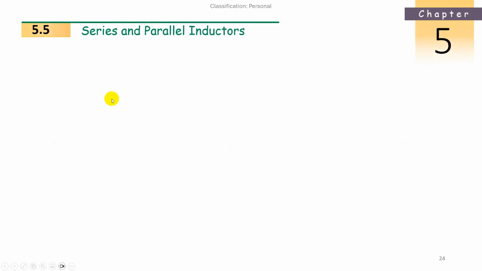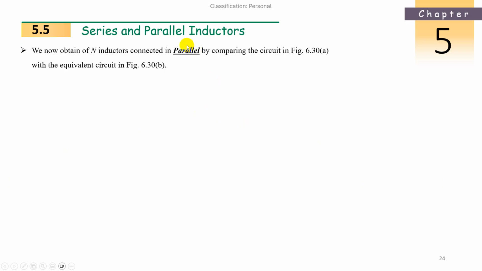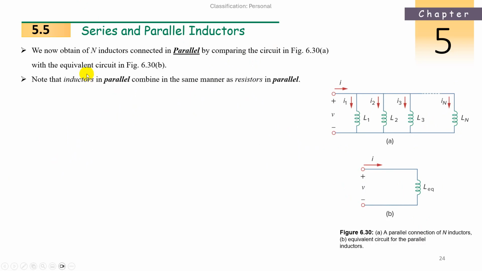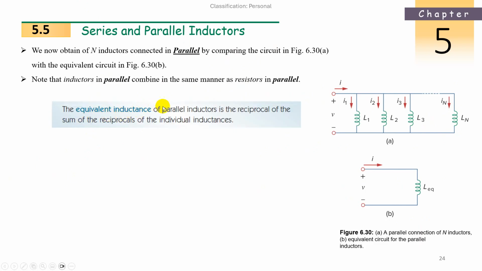Parallel, same like resistance. 1 by L1, 1 by L2, 1 by L3 like this, and then you have to take the reciprocal. So we now obtain n inductors connected in parallel by comparing the circuit. L1, L2, L3, L4 are connected in parallel. Then we can write L equivalent. What is the L equivalent? Note that inductors in parallel combine in the same manner as resistors in parallel. The equivalent inductance of parallel inductors is the reciprocal of the sum of the reciprocals of the individual inductances.